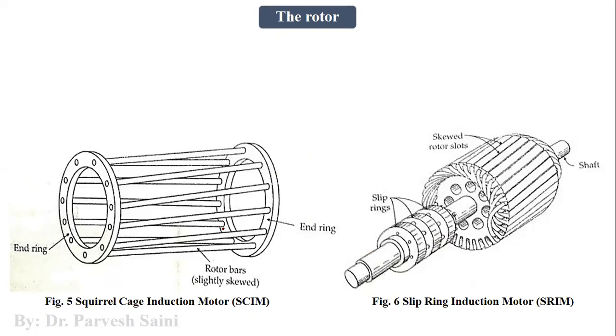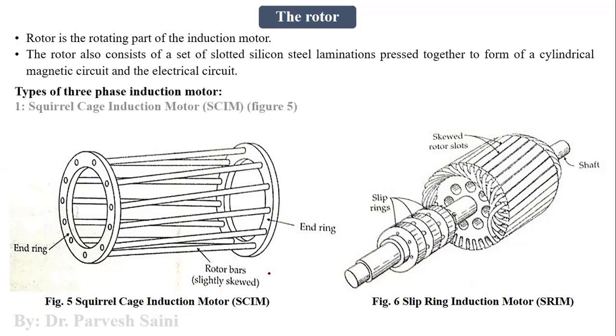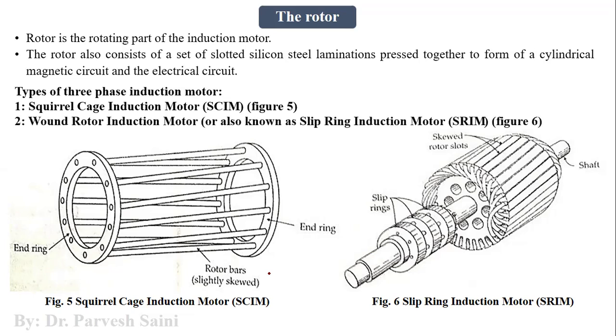As you can see, the rotor is the rotating part of the electrical machine, right? Now we have two types of rotors in a three-phase induction motor, and based on these two constructions of rotor, we have two types of induction motors. One is the squirrel cage induction motor, which is in figure number 5, and the second is the wound rotor induction motor, which is figure number 6. This is also known as the slip ring induction motor, SRIM.